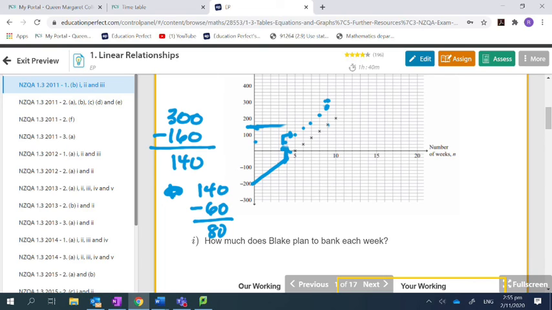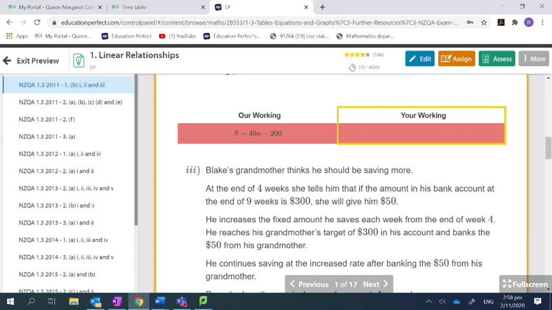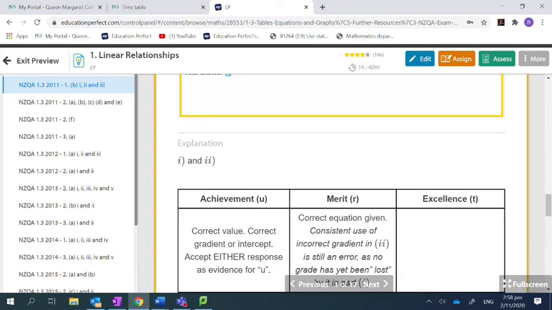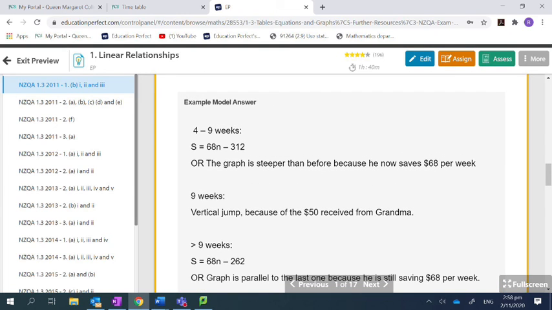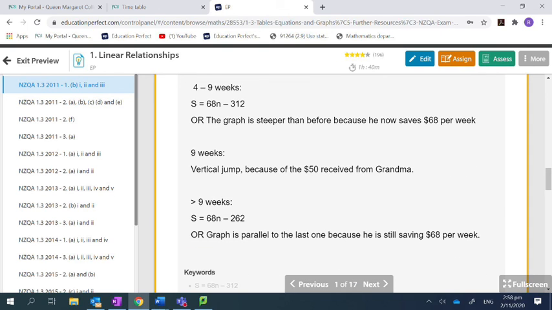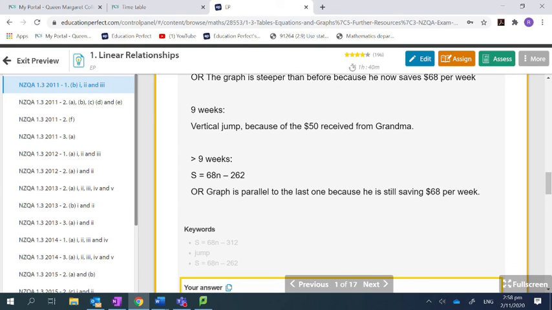So this one's not going to be linear everywhere. It's going to be linear with some jumps in it. Okay. So let's look. Maybe they gave us the graph, the completed graph. No, they're jerks. Okay. Now. Right, and then from there you can do the same thing with finding the equation of the line, or you can say that the graph is parallel to the last one because he's still saving $68 per week. So that's his new slope. $68 is his new slope if you counted it out after 9 weeks.